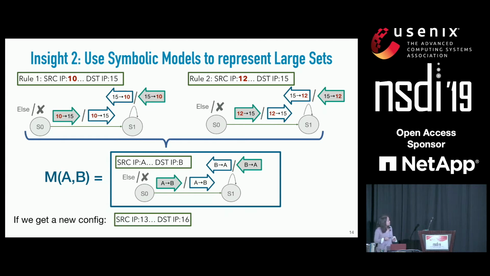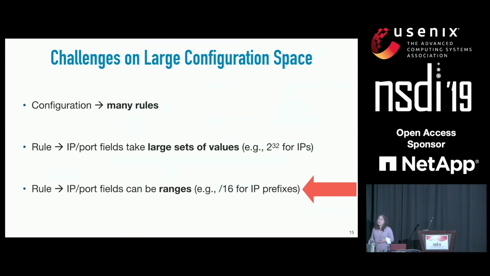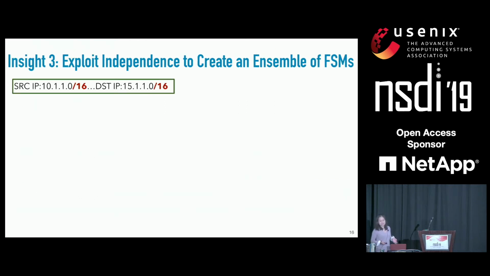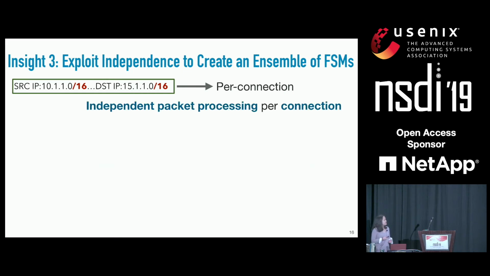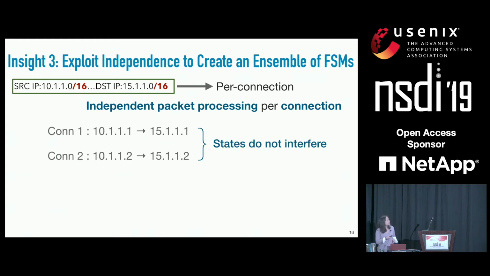That means once we get a new config, we just have to substitute the corresponding value into our symbolic model, and this eliminates the need to infer the model for the entire IP port space. But what about IP port fields taking ranges now? Now the source IP and destination both take a /16. So for now, let's assume that the NF keeps per-connection state. That effectively means that each connection is subject to independent packet processing. That is, given 2 distinct connections, their states do not interfere.